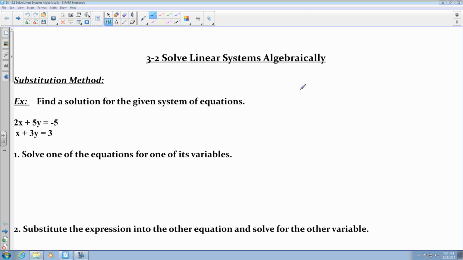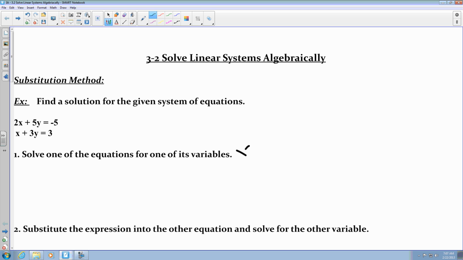If we're planning on solving a system using the substitution method, the first thing we have to do is find a solution for the given system. Just like we did graphically, the intersection of it was an ordered pair. You're going to find an ordered pair here as well. In order to do that, there's some steps we have to follow.